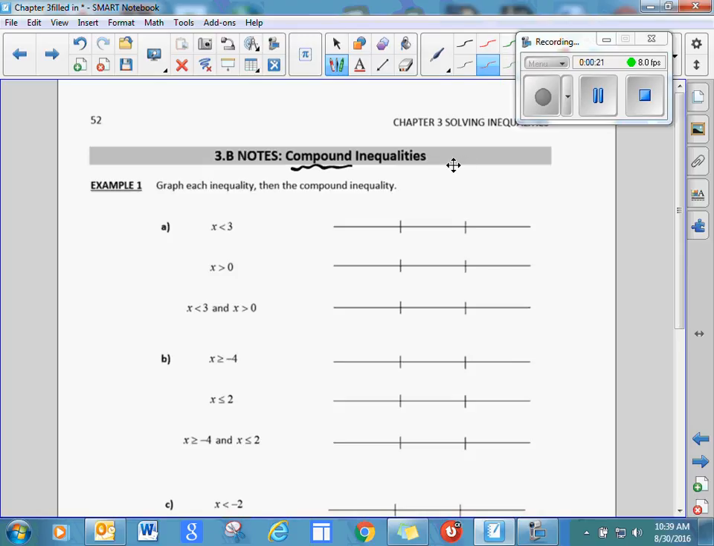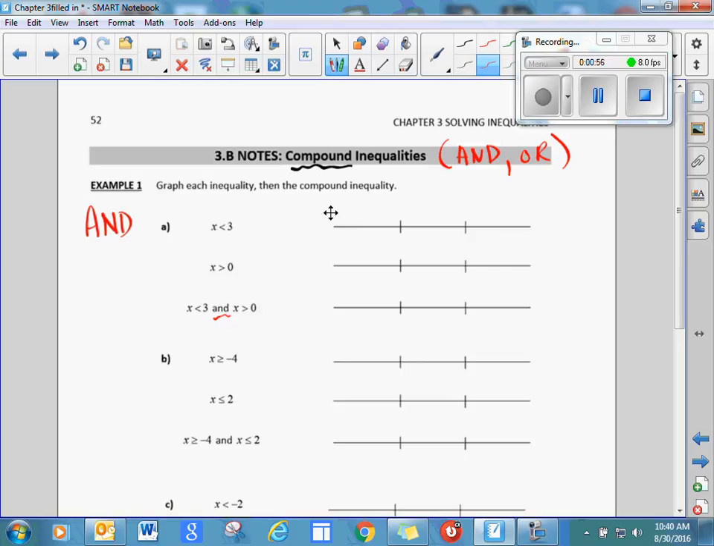We're not just talking about, say, all the numbers that are greater than 3, or all the numbers that are less than or equal to -2. We've got more than one condition that we are solving for and going to graph. So there are two kinds of compound inequalities: the "and" type inequalities, and the "or" type inequalities, which we're going to do on the next video. You can see these are the "and" inequalities, and you might want to just write that in big letters off to the side.